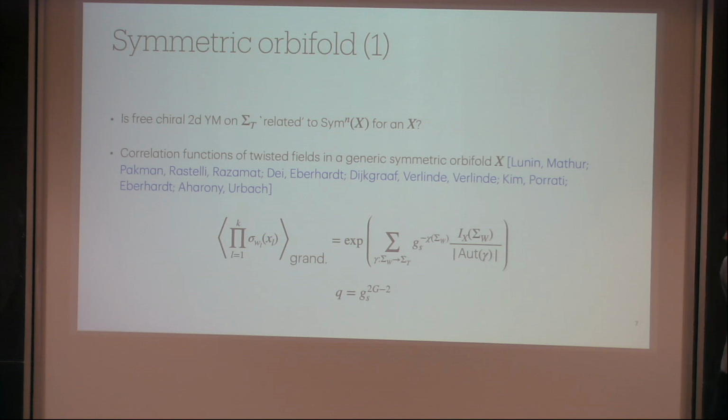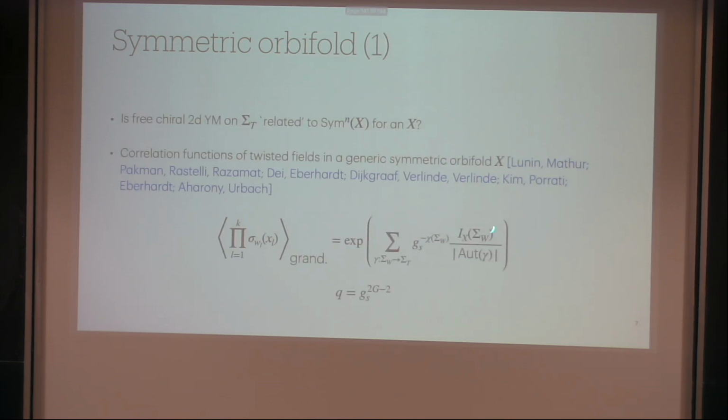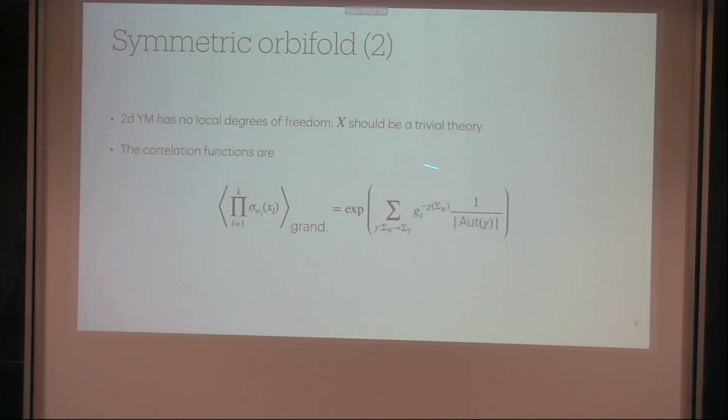As we saw, 2D Yang-Mills doesn't have any local degrees of freedom. It's just combinatorics. So if this relation has any chance to work, X should be a trivial theory. So let's consider X to be a trivial theory. It just has one state in its Hilbert space. For that theory, the I of X should be just 1. Then the correlation function will be just a sum of this sort.